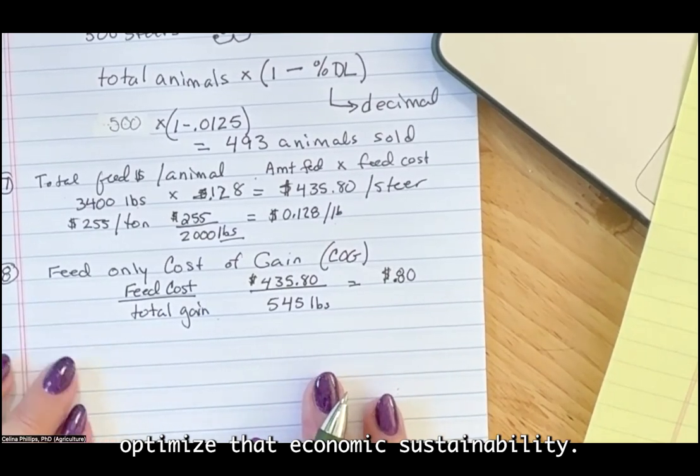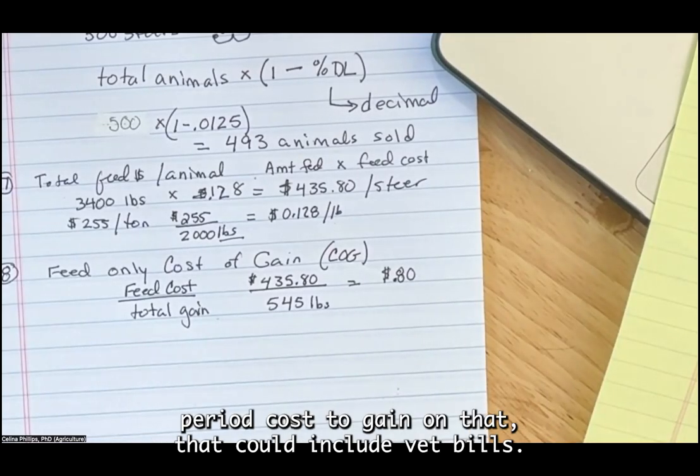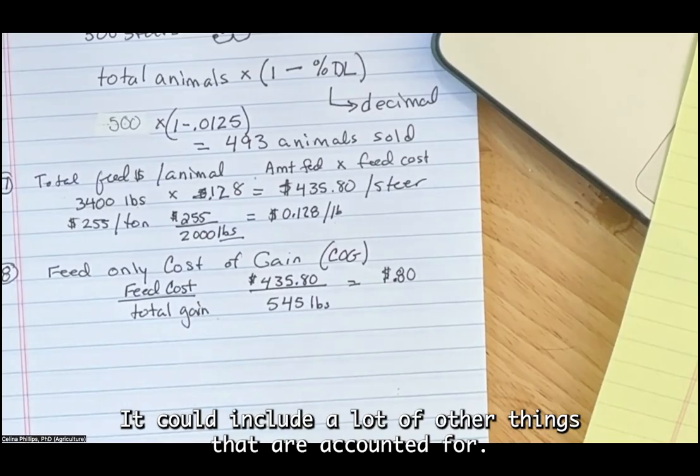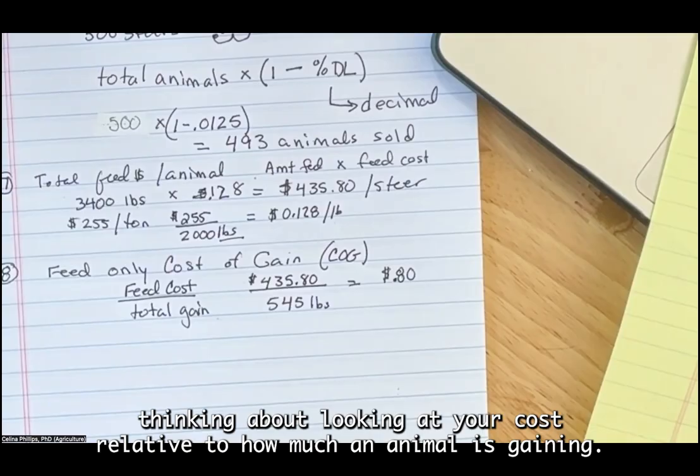And there's a lot of ways to do cost of gain. If you do the total feeding period cost of gain, that could include vet bills, it could include death loss, it could include a lot of other things that are accounted for. This is just a simple feed only cost of gain to just get you thinking about looking at your costs relative to how much an animal is gaining.